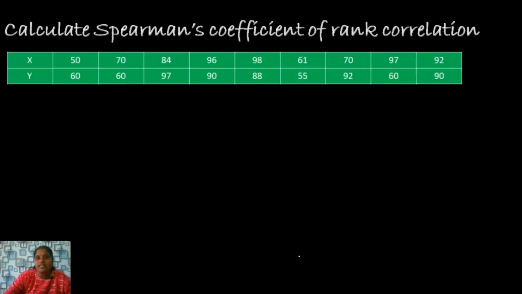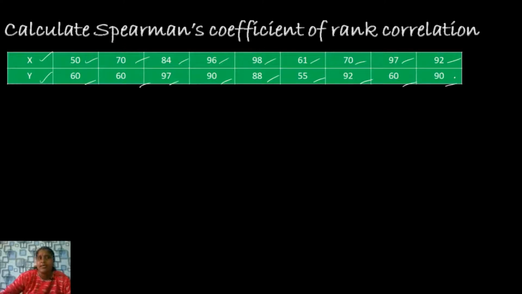With this short introduction, let me now move on to an example. Calculate Spearman's coefficient of rank correlation. Here the values of x and y are given. X takes the values 50, 70, 84, 96, 98, 61, 70, 97 and 92. The corresponding values of y are 60, 60, 97, 90, 88, 55, 92, 60 and 90.